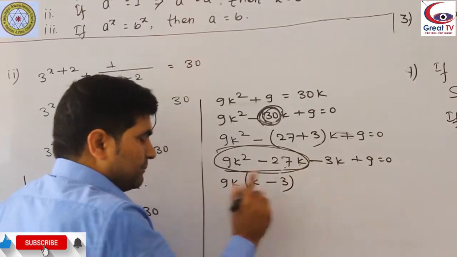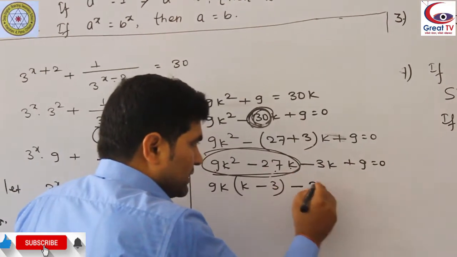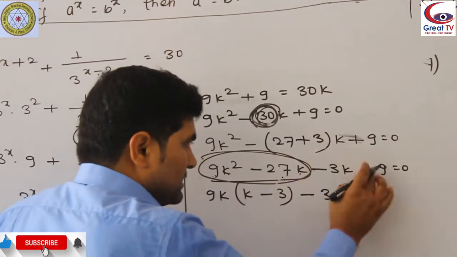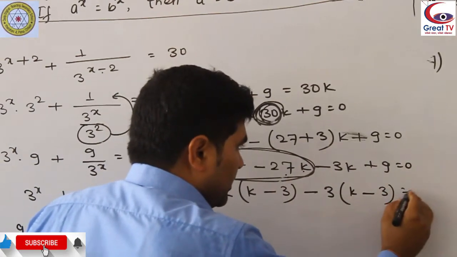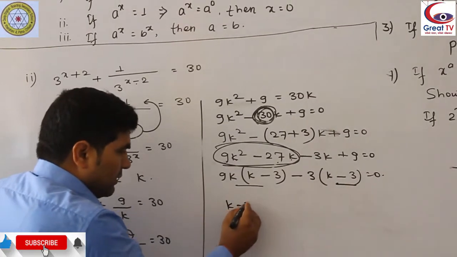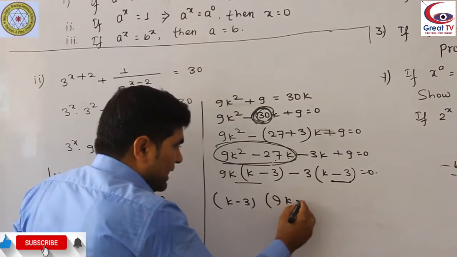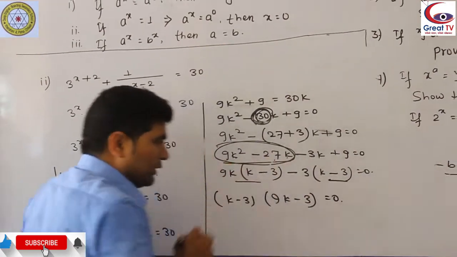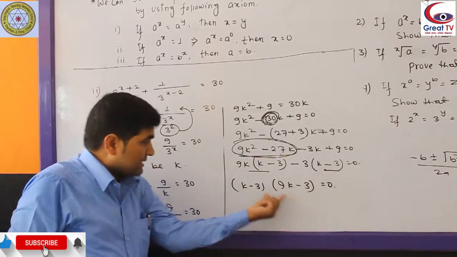Similarly, from the last two terms, we can take 3 common. Remaining is 3k minus 1, so 3 times (3k minus 1) equal to 0. Again we can take common k minus 3. K minus 3 is one factor, another remaining is 9k minus 3, equal to 0. Now the product of these two factors equals 0.